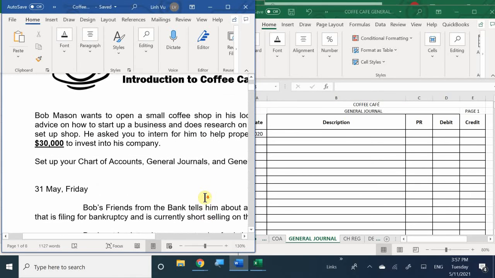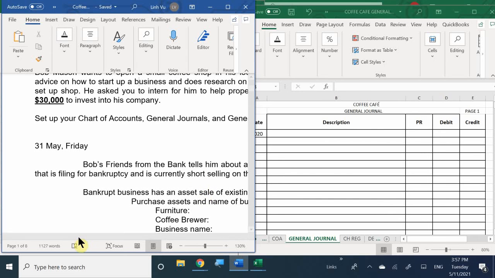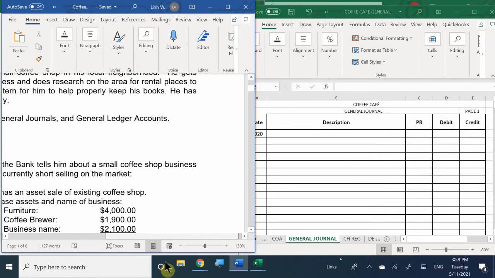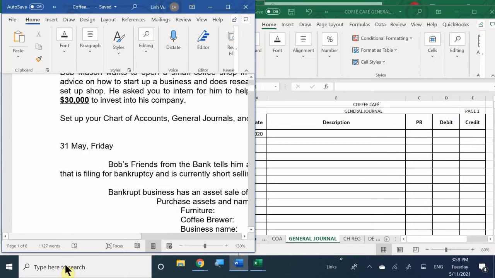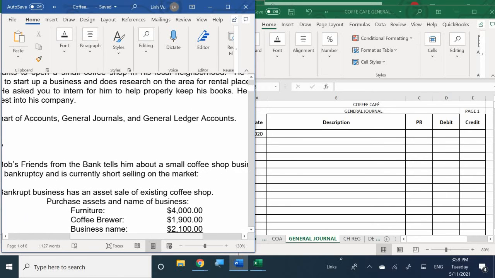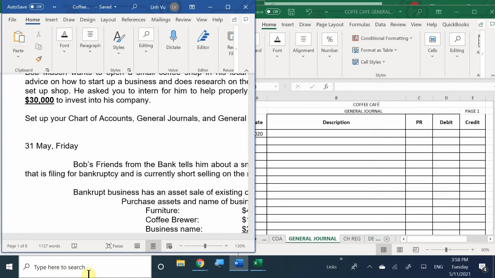All right, so on Friday, the 31st of May, Bob's friend from the bank tells him about a small coffee shop business that's filing for bankruptcy and is currently short selling on the market. So he's pretty much saying, hey, Bob, this is your perfect opportunity. There's already a pre-existing coffee shop and it's going bankrupt, so why don't you buy the business? We have an insider saying, let's go buy the business.